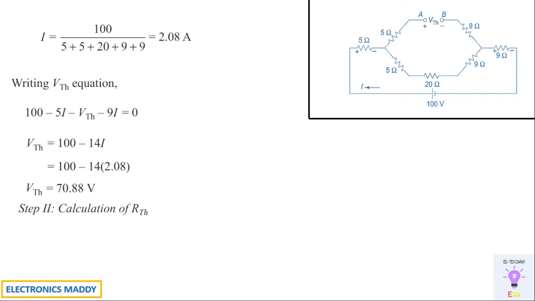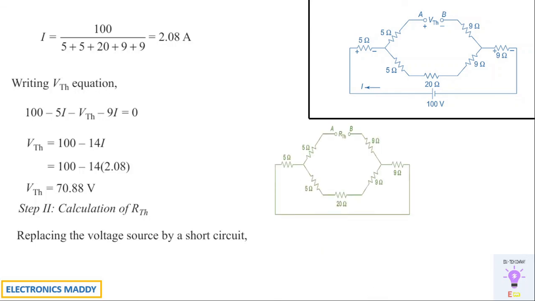So step 2 is to calculate the value of RTH. So how do we do that? We'll short circuit the voltage source and open circuit the current source, if any, in the circuit, and calculate the value of RTH from that point. That is nothing but the effective value of resistance of the entire circuit.